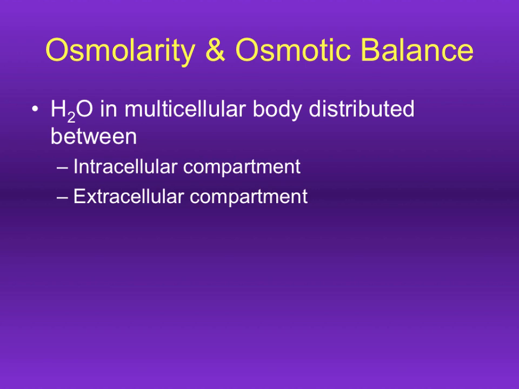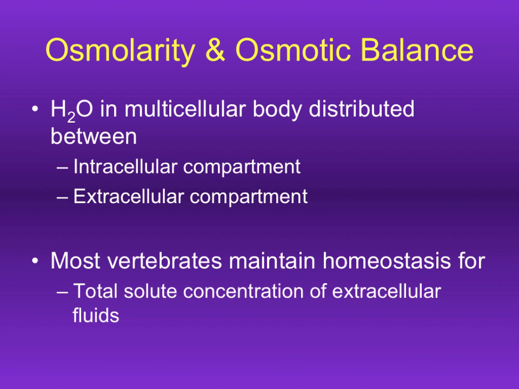So in the body, there is water located in multiple components. There's water located inside the cells. We call this the intracellular component. It's inside the cytoplasm of the cells, for example. And there's also water located outside the cells. So that would be the extracellular compartment. So if you think about, for example, blood plasma, right? All that water in the blood plasma is not located inside cells, so it would be part of the extracellular component of the water inside the body.